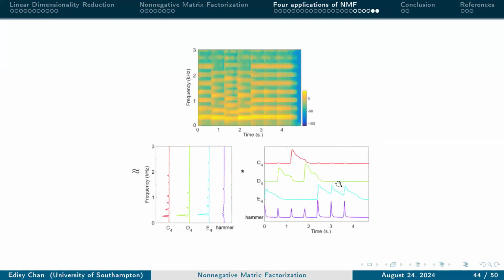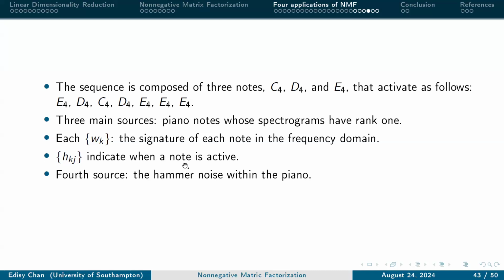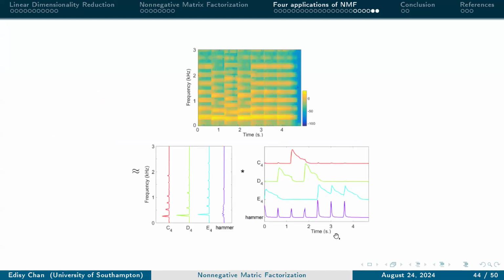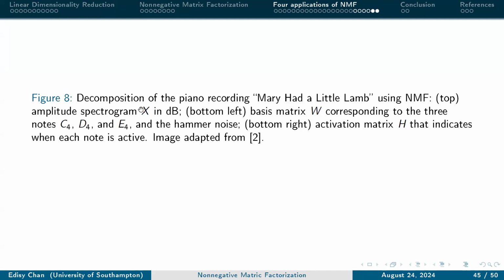This is how we do the NMF and what we get. We can see that we have 4 sources here, and this shows when the note is activated. The H indicates that. As you can see, this is how we decompose the piano recording of Mary Had a Little Lamb. The H indicates when each note is activated, and all things we record in dB.